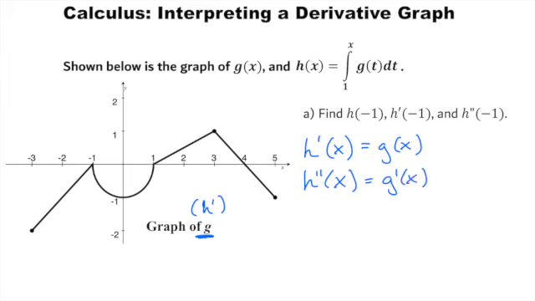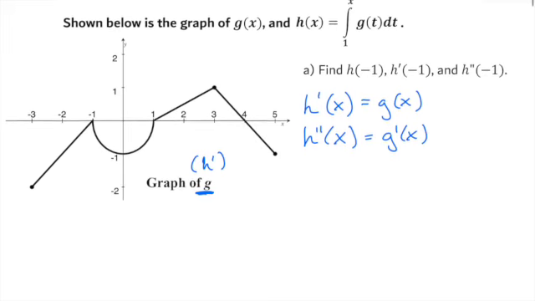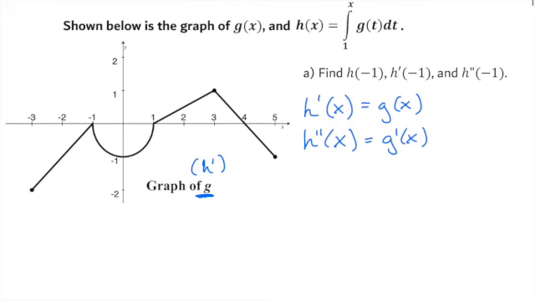As you can see in part A here, we're asked to find h of -1, h prime of -1, and h double prime of -1. So it's just good to realize what you have when you're approaching each of these problems. So first up, let's find h of -1. So h of -1 is just following that definite integral from 1 to -1, replacing x with -1, of the function g of t.